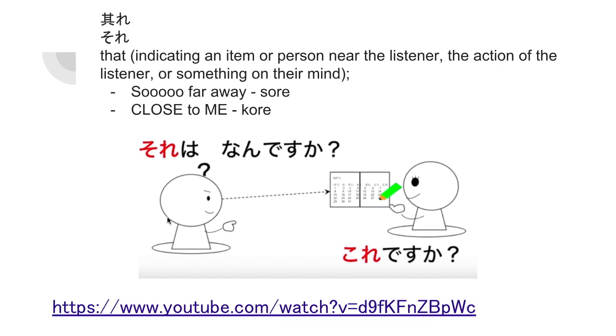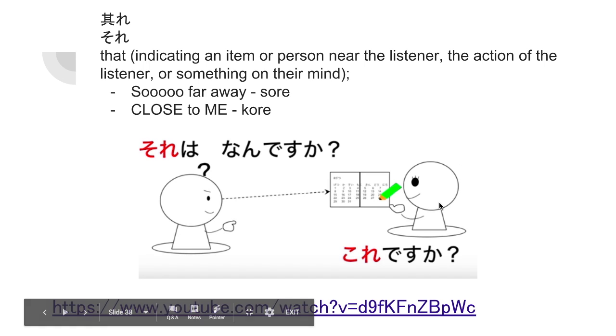Again, if we were this person talking about this book here, it's so far away, we'd say sore. Sore wa nan desu ka? What is that? Sore, so far away. Now if we are the person on the right, kore, it's close to me. Kore wa nan desu ka?